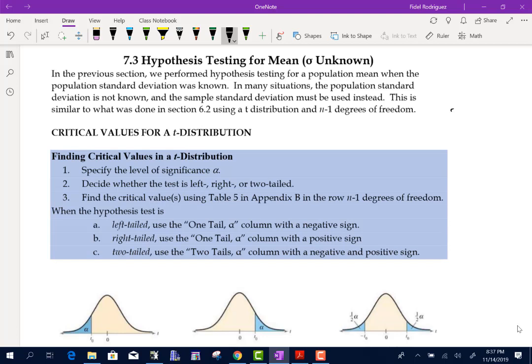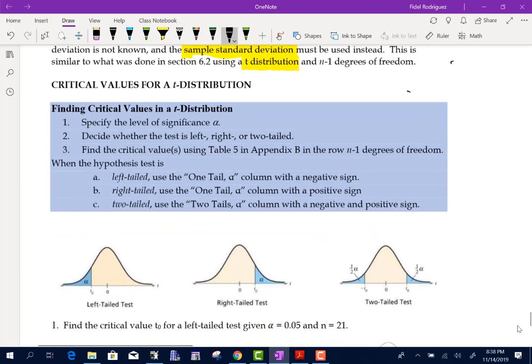Okay. So guys, 7.3 is hypothesis testing for the mean when we don't know the population standard deviation. Instead, we're going to know the sample standard deviation, okay? This is when we're going to be using the t-distribution. If you remember, we talked about inverse t and degrees of freedom, all that kind of business. So let's see if we can figure some of this out.